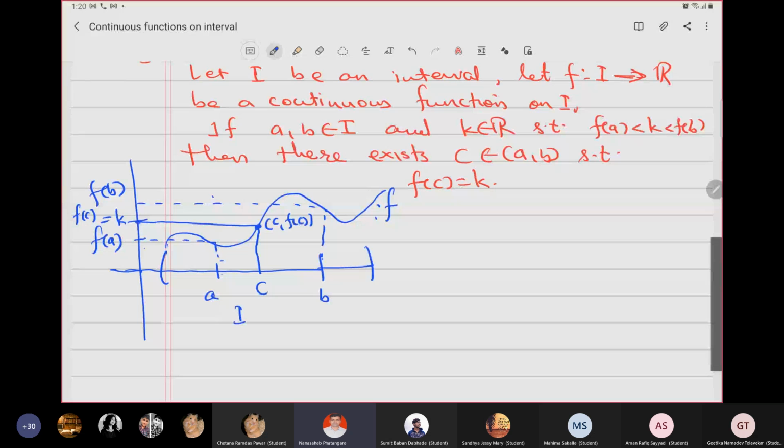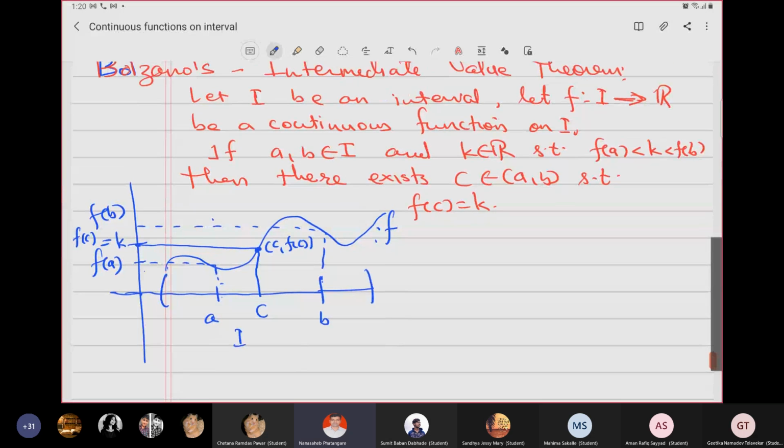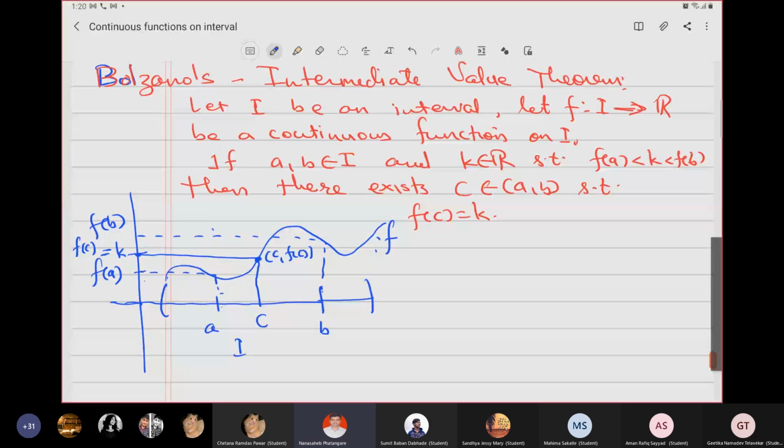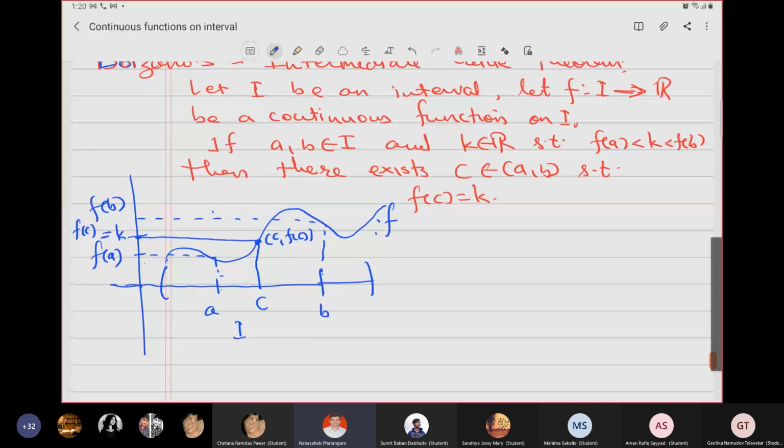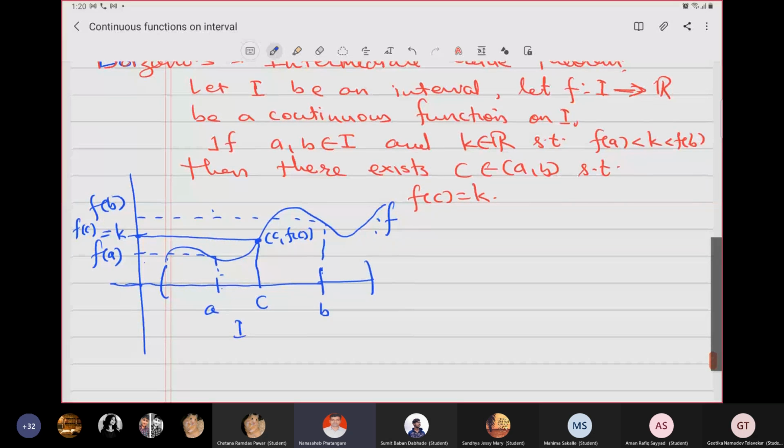So this is actually the situation. But what are the conditions here? The domain of the function is an interval, and you choose any two values of the function, then it will cover everything between f of a and f of b. Whatever k you select, it has a preimage. This is a very interesting thing.